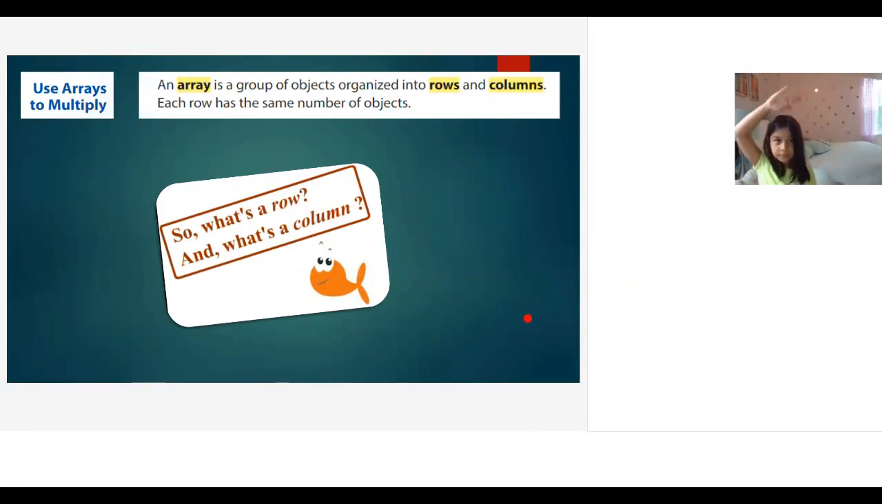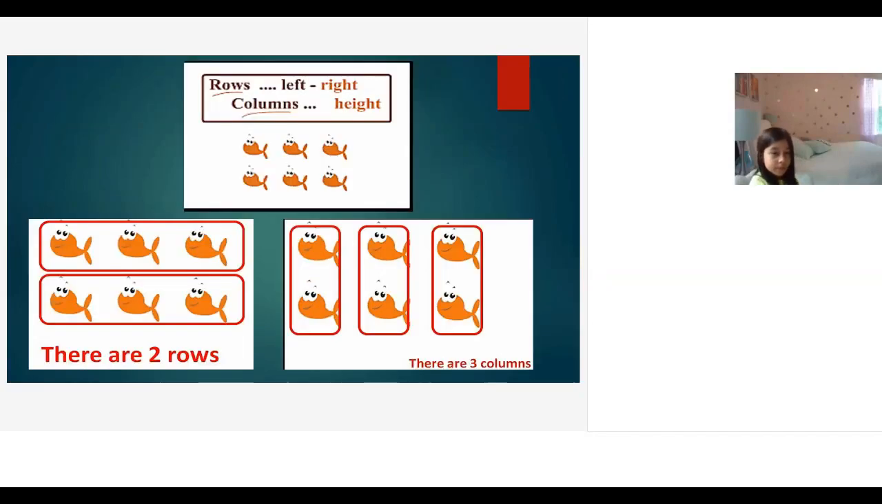Okay, can you see my screen? It's written array over there. You can read it. An array, read with me. An array is a group of objects organized into rows and columns. Each row has the same number of objects. Very good. So now let's see what are rows and what are columns.